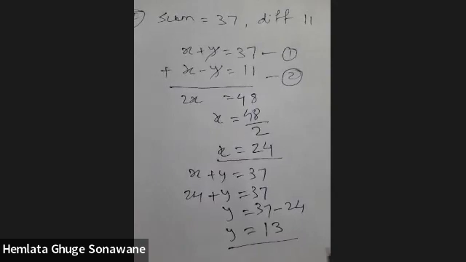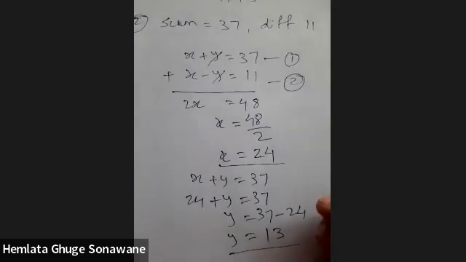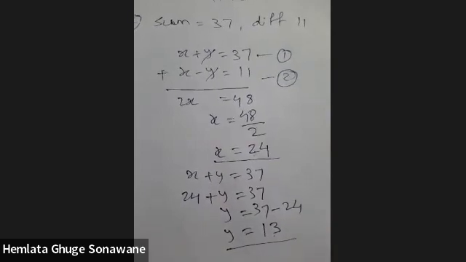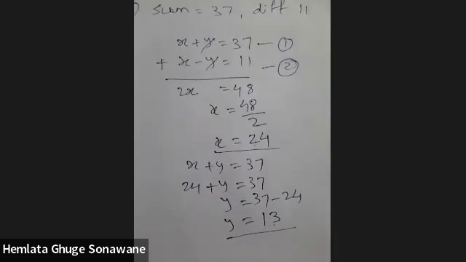You can write both these values into the glasses of the spectacles given in your textbook. Write down with the help of pencil 24 and 13. This is our solution.